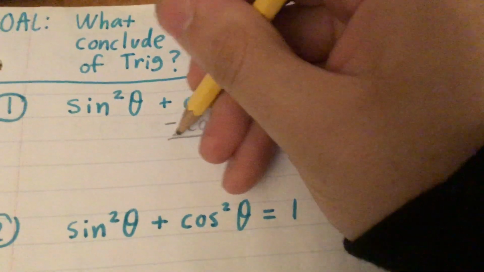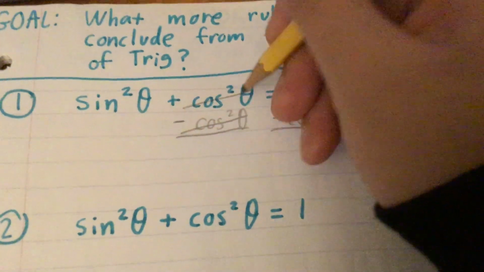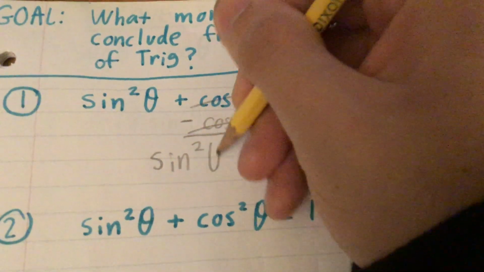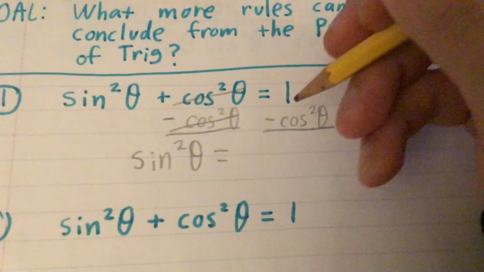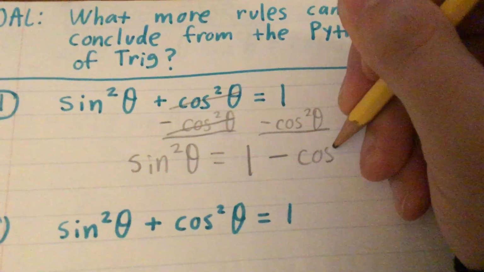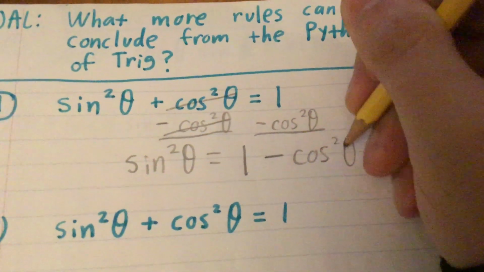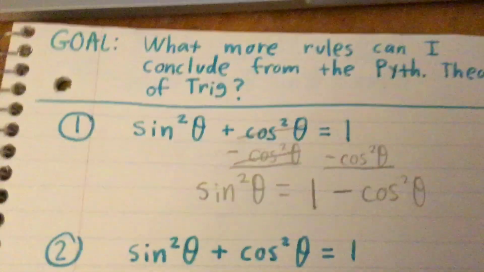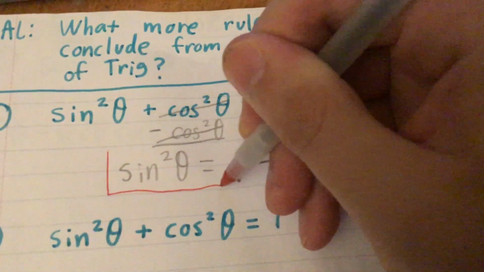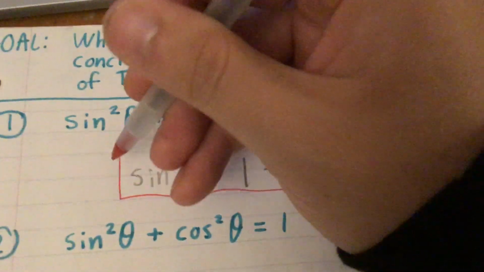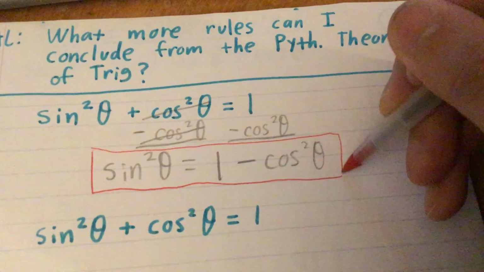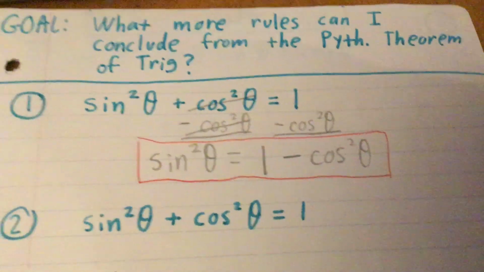So let's say I want to isolate sine squared of theta. Now I figured out that sine squared of theta is equal to 1 minus cosine squared of theta. And just like that, I've got a new rule: if we have sine squared of theta, that's equal to 1 minus cosine squared of theta. Well, let's try the other way.